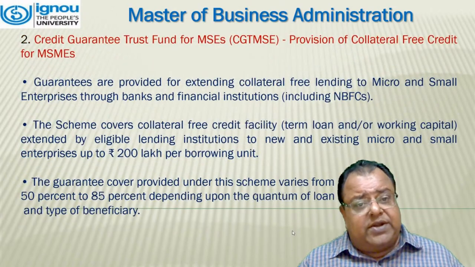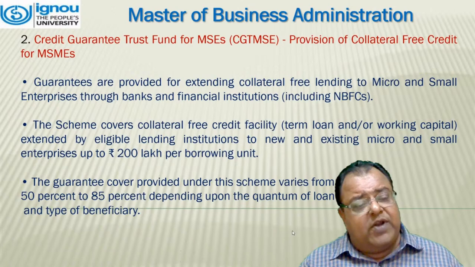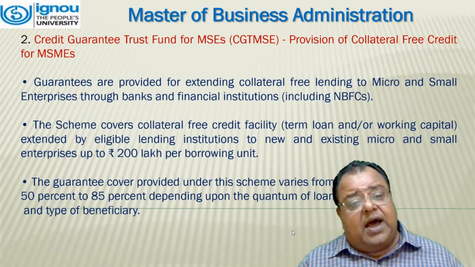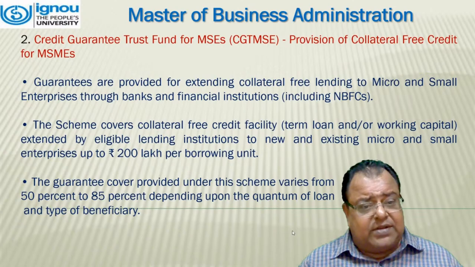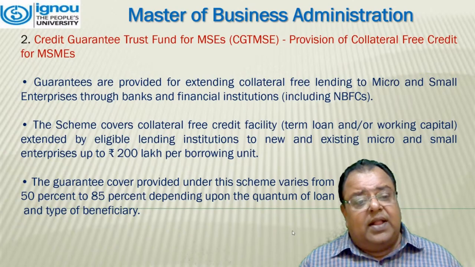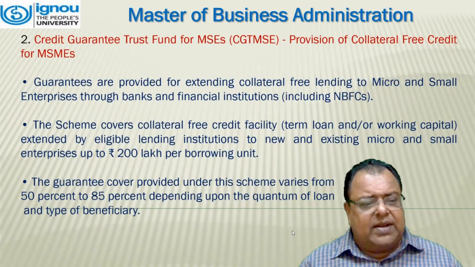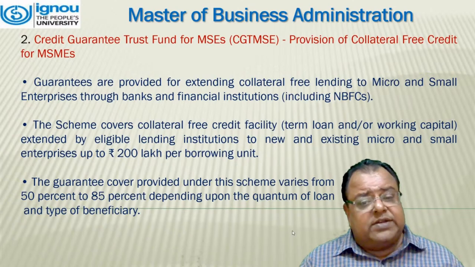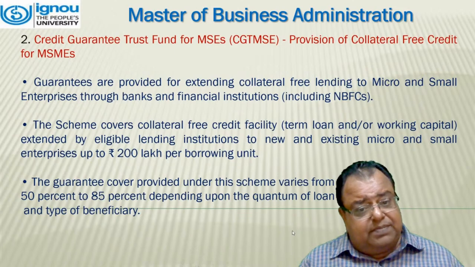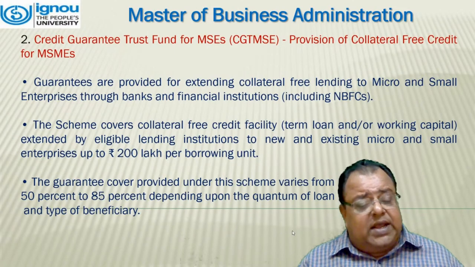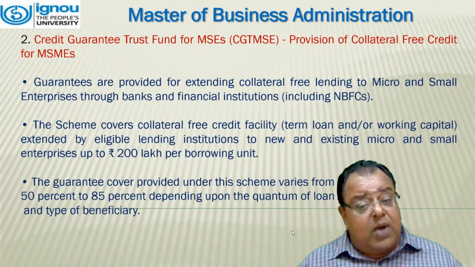The second one is the Credit Guarantee Trust Fund for MSMEs, that is a provision of collateral free credit for MSMEs. The guarantees are provided for extending collateral free lending to micro and small enterprises through banks and financial institutions. The scheme covers collateral free credit facility, that is, term loan or working capital, extended by eligible lending institutions to new and existing micro and small enterprises up to 200 lakhs per borrowing. The guarantee cover provided under this scheme varies from 50% to 85%, depending upon the quantum of loan and the type of the borrower.